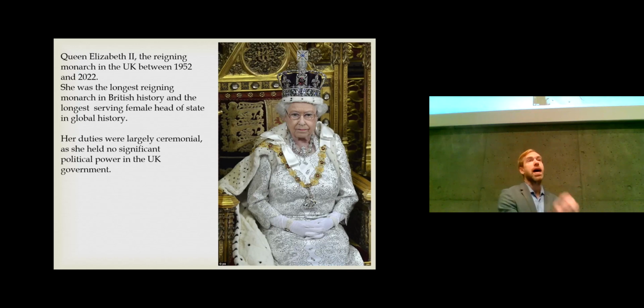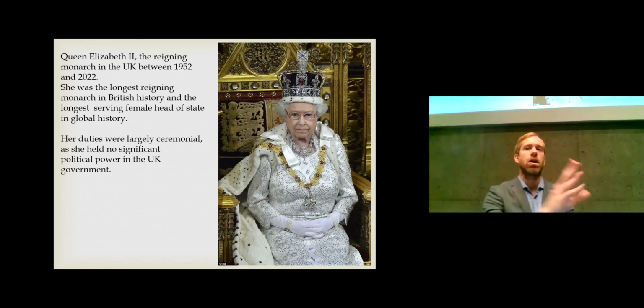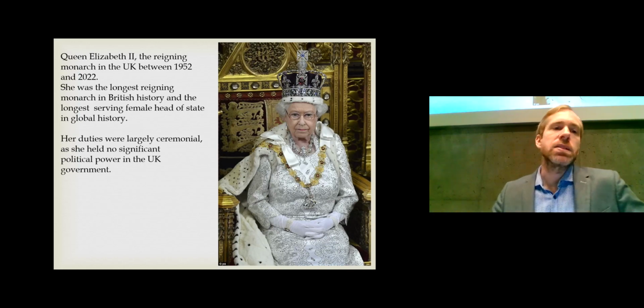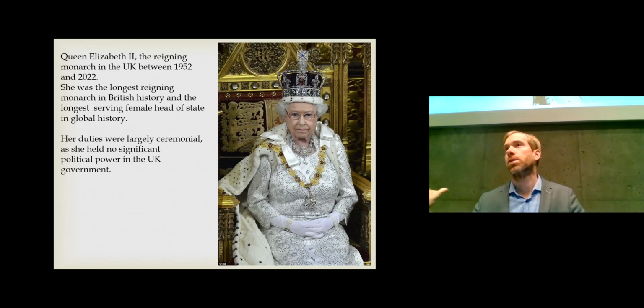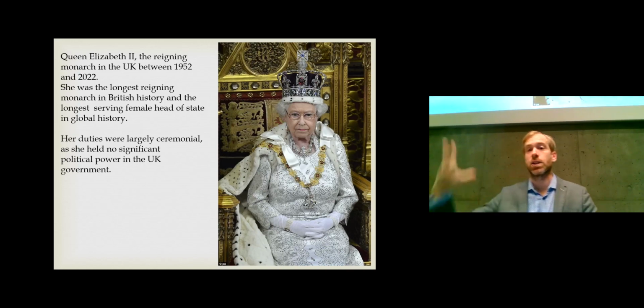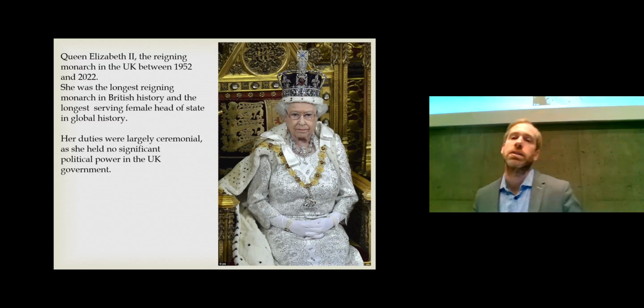So the Queen was the head of state of Britain, just as now Charles is the head of state of Britain, as well as a series of other countries that were once part of the empire that would retain the monarch as the head of state. But I say there her duties were largely ceremonial. She held no significant political power in the UK government, so too the case for Charles moving forward, and even more so in the various countries ranging from Canada, Australia, Jamaica, who retain the monarch as a head of state.